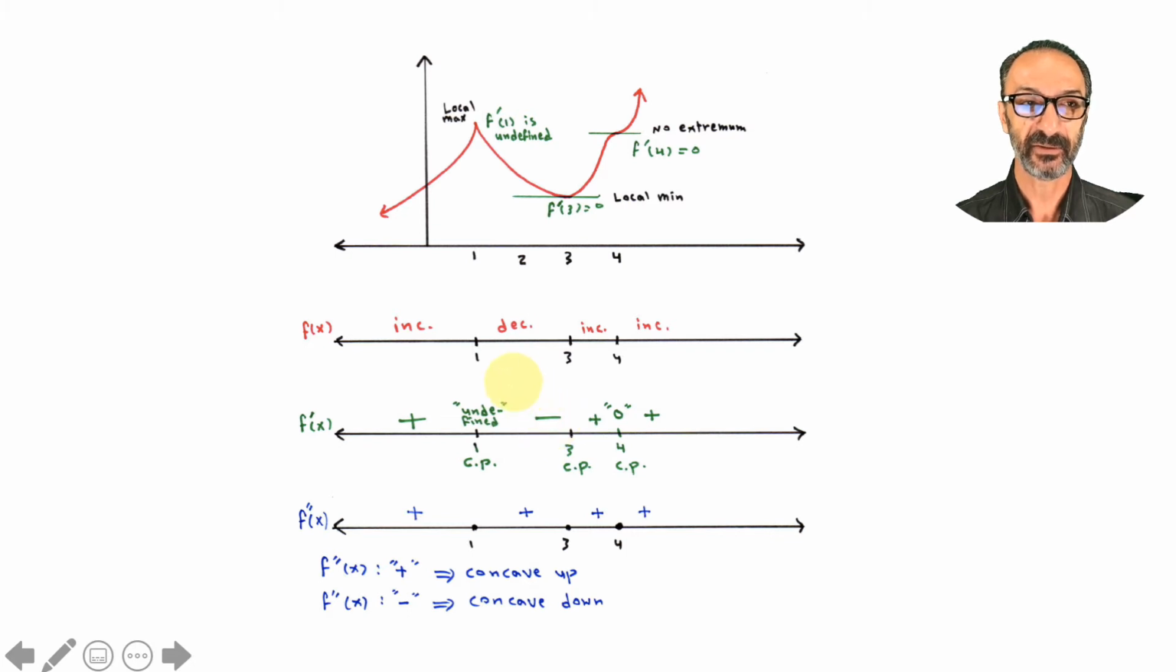That means the graph is decreasing. F prime between 3 and 4 is positive, increasing. Then f prime here is 0. F prime at 4 is 0. We call it a critical point. But it went from positive to positive, from increasing to increasing again. So it's no extrema. It's not a max and it's not a min.